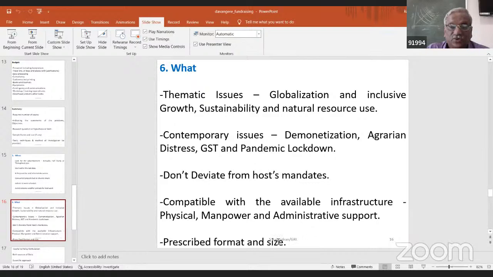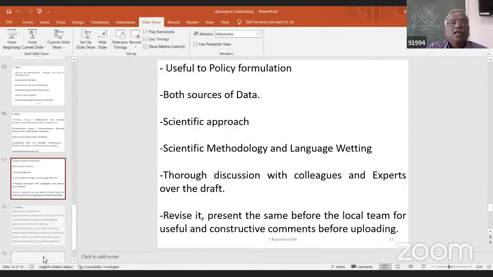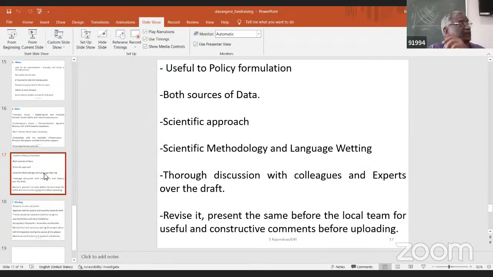And you have to prepare your proposal in the prescribed format and the size given by the funding agency. If it says that you have to finish the entire discussion within 10,000 words, please restrict to it. You need not give 15,000 words, etc. And what are the areas that can be kept in mind? Most of the times, the research that you are proposing should lead to policy formulation.